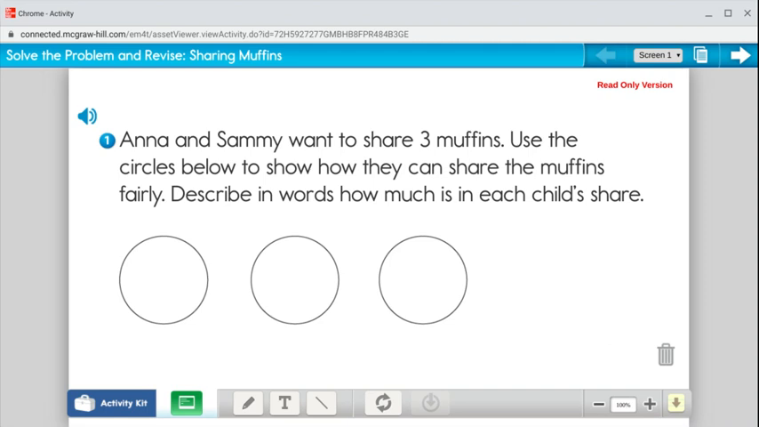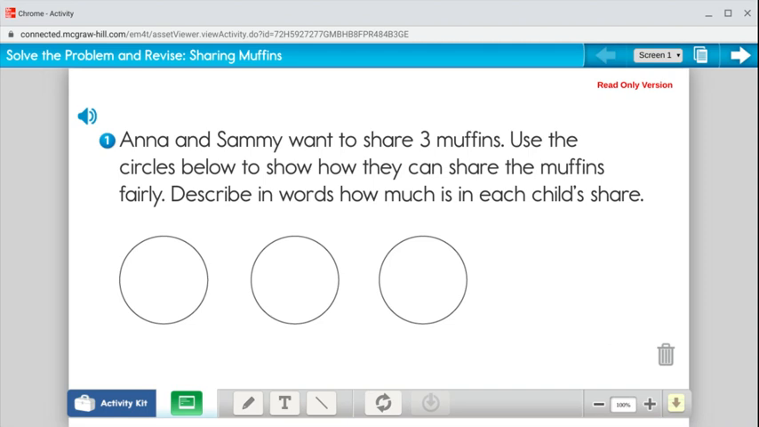What we want to do is figure out how we can share these 3 muffins fairly so that Anna and Sammy both get the same amount. You have 2 people and 3 muffins. We're going to talk about it, work on it together, and figure out how to do this. If you want to, in front of you, with a whiteboard or a piece of paper, draw 3 circles big enough where you can write inside of them, and you can follow along with me.